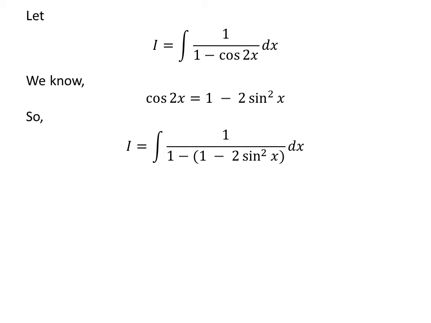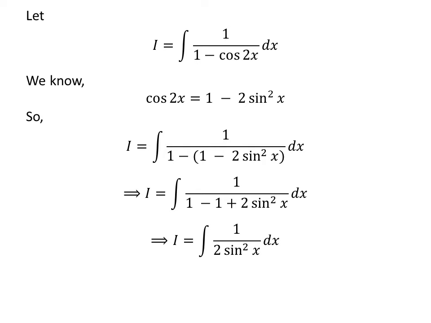So I replace cosine of 2x in the above integrand with 1 minus 2 times the square of sine of x. Removing the brackets gives us integral I is equal to the integration of 1 upon 1 minus 1 plus 2 times the square of sine of x with respect to x. 1 minus 1 is 0, so we are left with the integration of 1 upon 2 times the square of sine of x with respect to x.